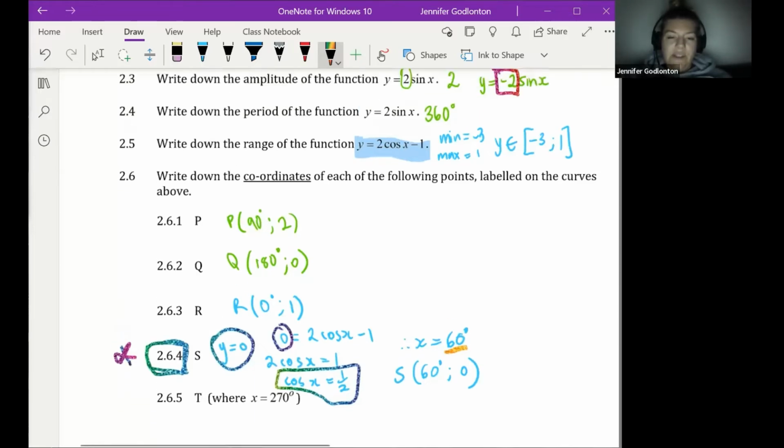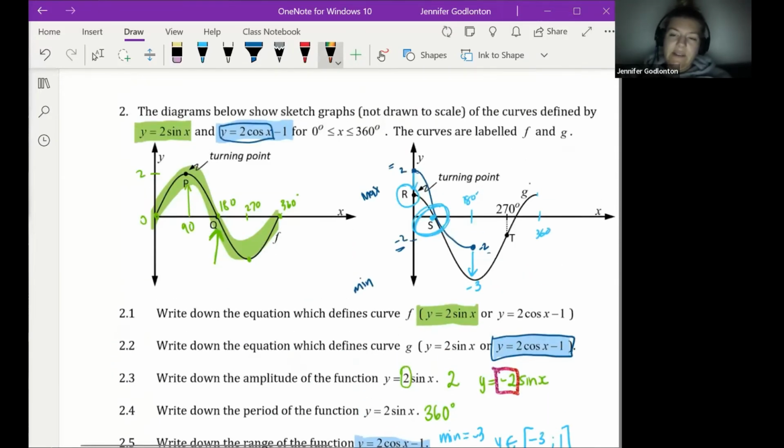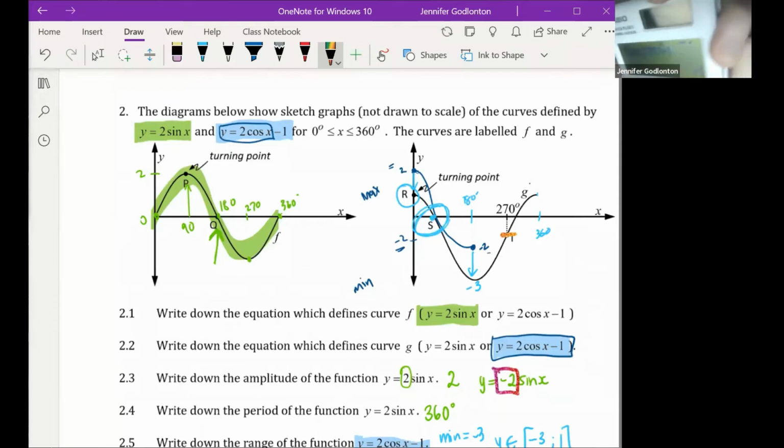Okay, and the last question, T, where x is equal to 270. So that's that point over there. And if you just put into this equation 2 cos of 270, close that bracket, minus 1, you will see your answer is negative 1.